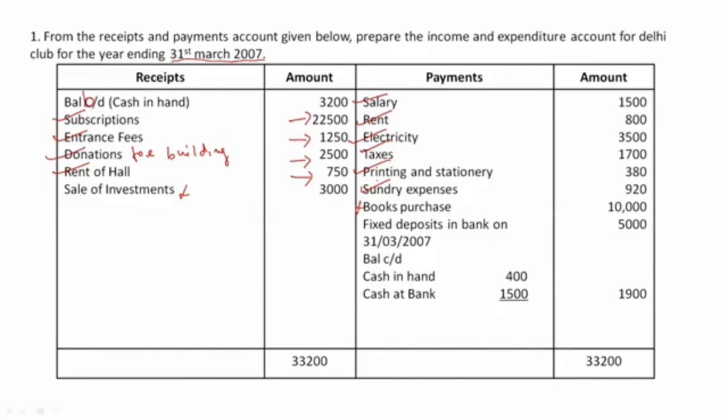Then we have fixed deposit in bank on 31 March 2007, right? So they are telling that we have a fixed deposit in bank. Fixed deposit, again we won't do every day, right? FDs are not made regularly. Once we save a quite decent amount, then we can go for FDs or fixed deposits. So this is again my capital expenditure, right? It's my asset and a certain date is given. So on this date the FD was made, so it is my capital expenditure. I will not take it here in the income and expenditure account.